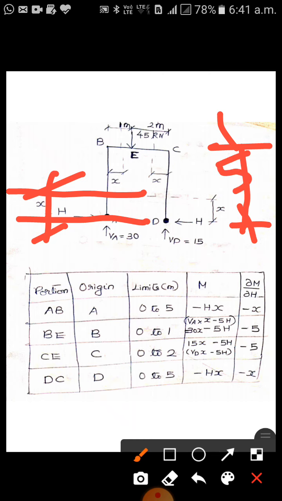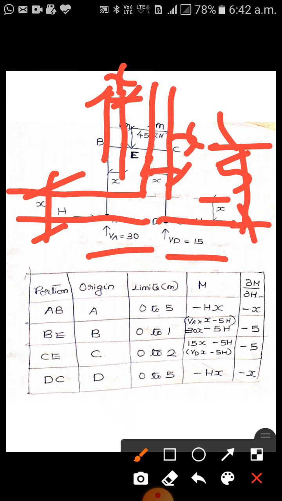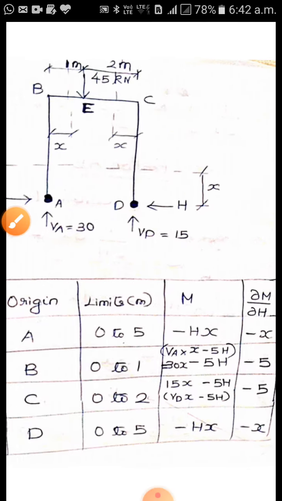And similarly for the BE portion, we are going to mark it from origin B. The maximum it can have is only 1 meter. For EC only 0 to 2 meters. And for CD again 0 to 5 meters. So X we are marking from B for the portion BE, and for EC we are going to mark it from C. So you have to mark all the sections, and you have to mark the reactions VA and VD. And for D we are going to mark it from D, and we'll have the moment.